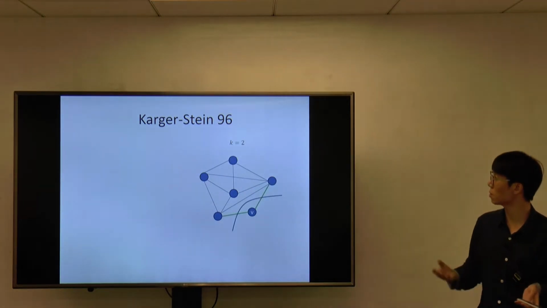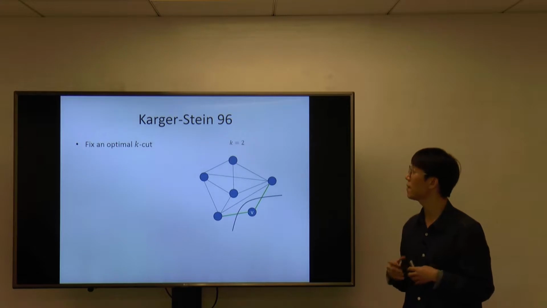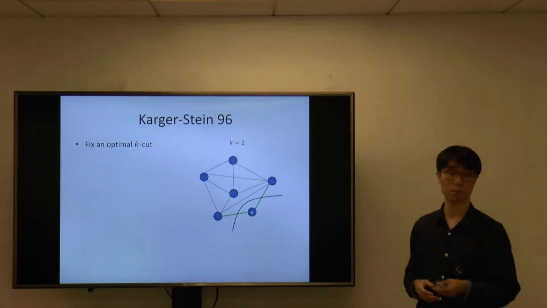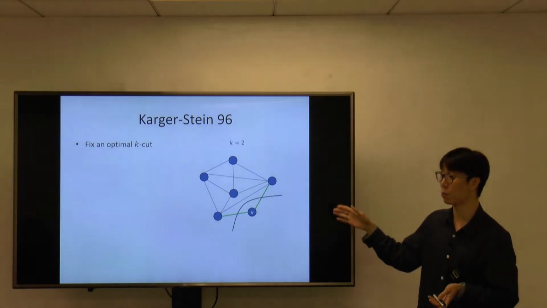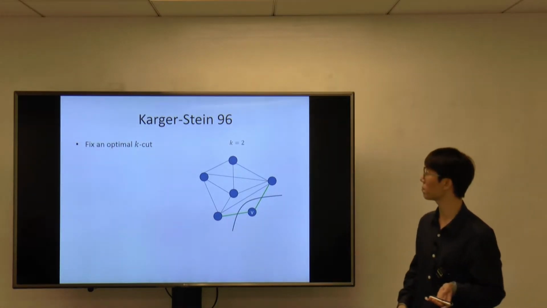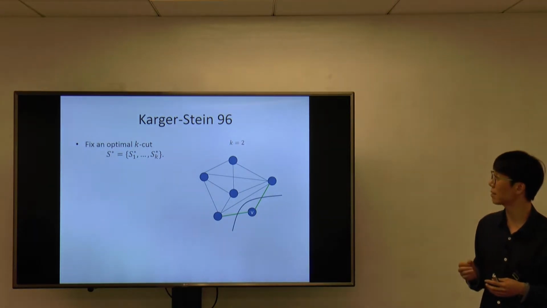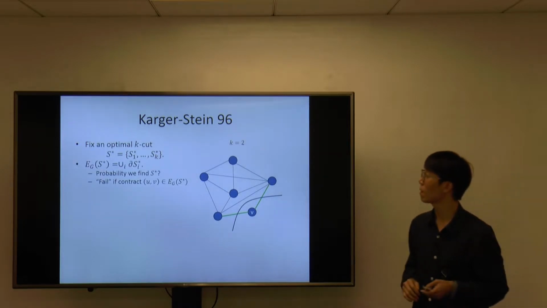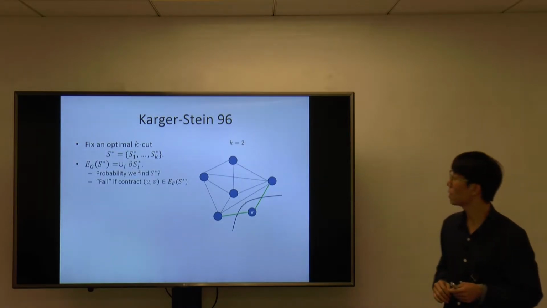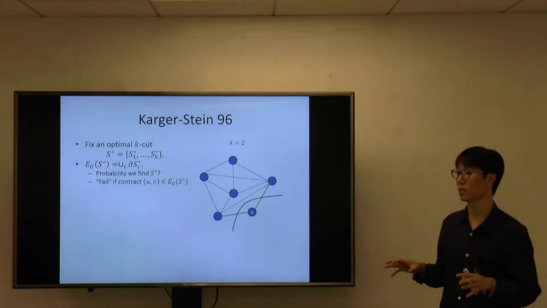Okay. So this is an algorithm, and let's try to analyze it. Let's fix one optimal k-cut, and look at the probability that it survives, that it is output by this Karger-Stein algorithm. Let's call it S star, which consists of k parts S1 star through Sk star, and let me write E over S star to be the set of edges in the optimal solution.